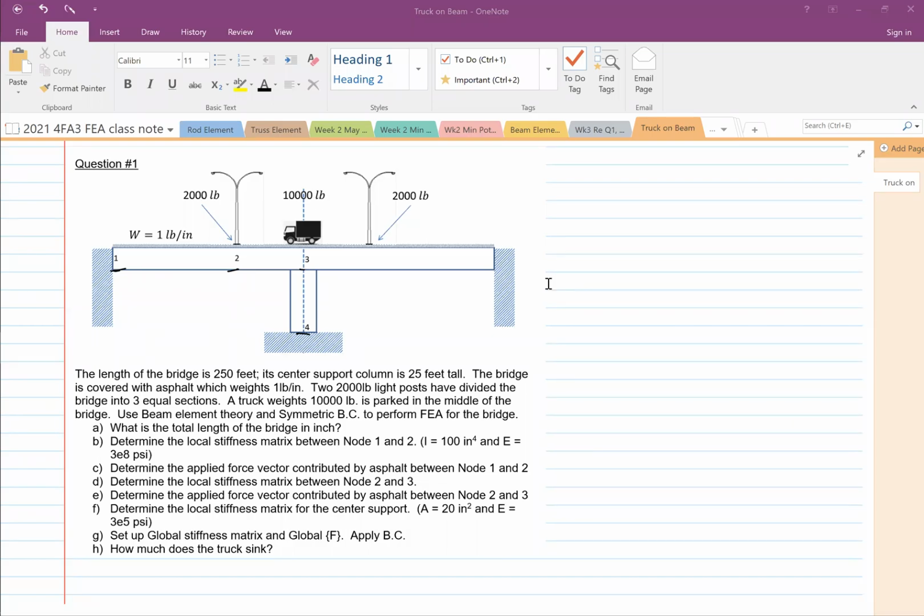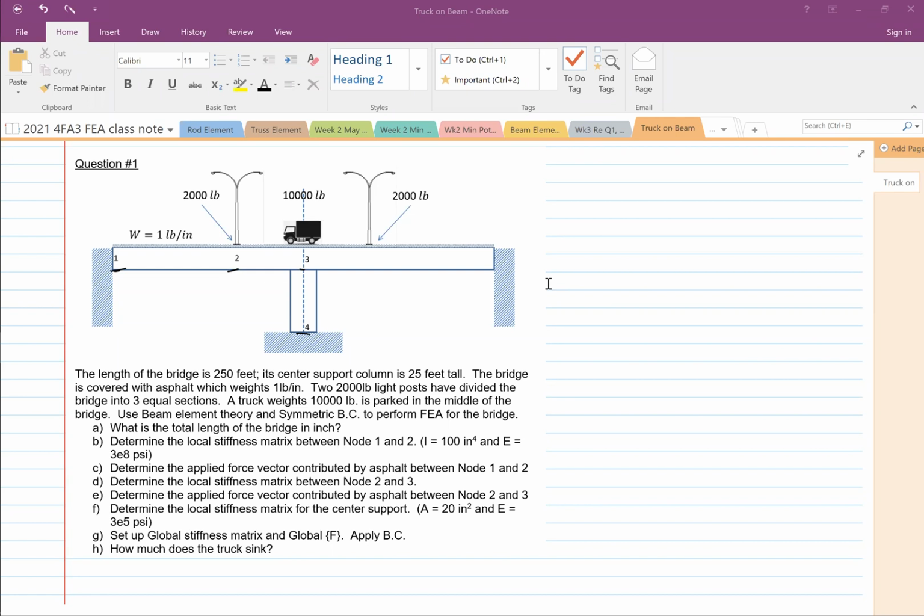Okay, the first thing when you look at this problem, the first step is don't panic. Just break down the model into elements and nodes, then everything becomes more obvious.